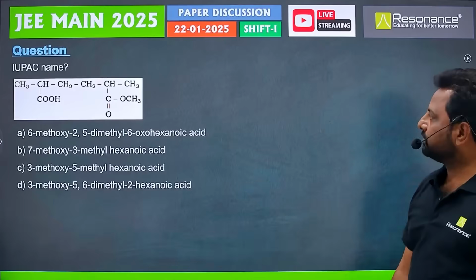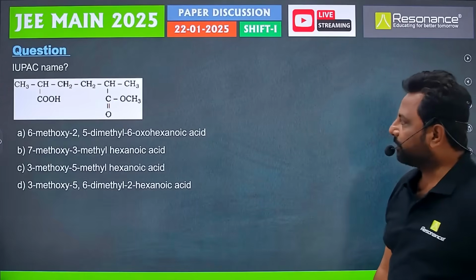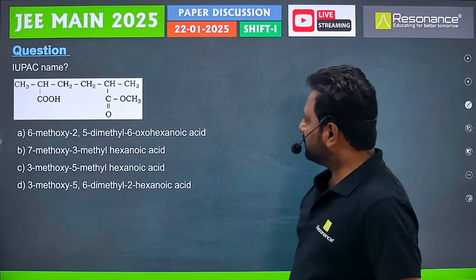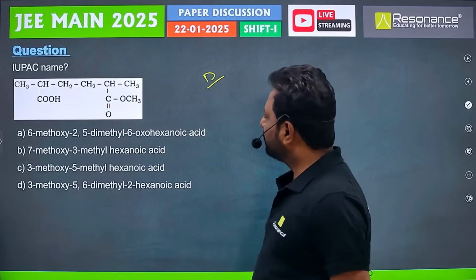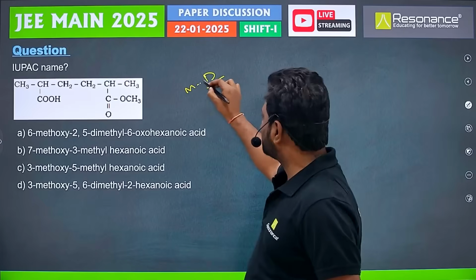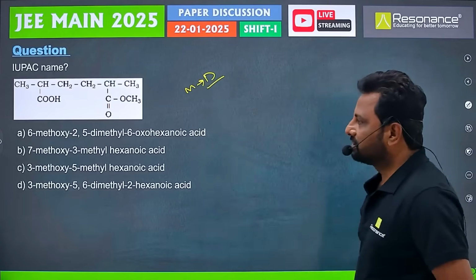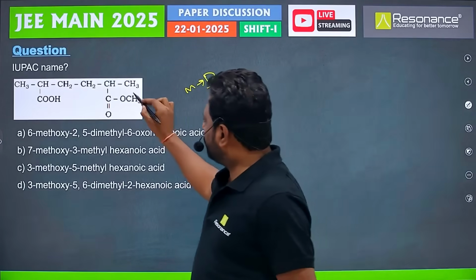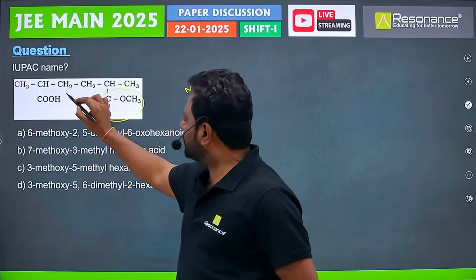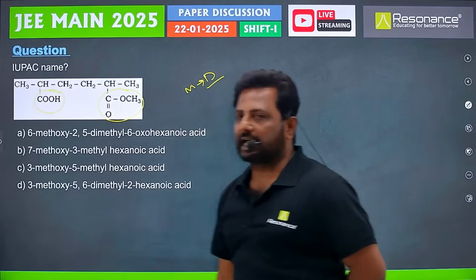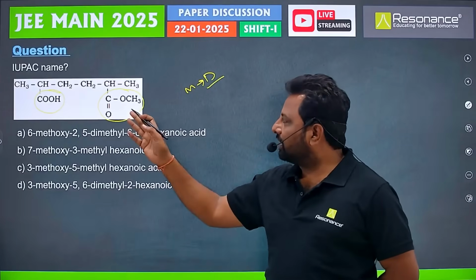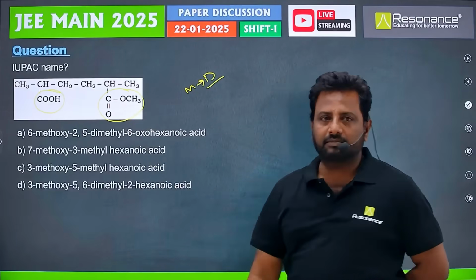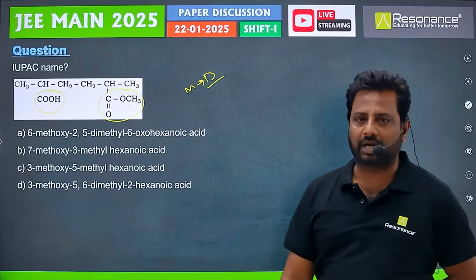If you go for the next question, IUPAC name, it is a difficult question for the students. We can say moderate to difficult. In this case, 2 functional groups are given: an ester functional group and a carboxylic acid functional group. According to IUPAC priority, carboxylic acid has the highest priority.